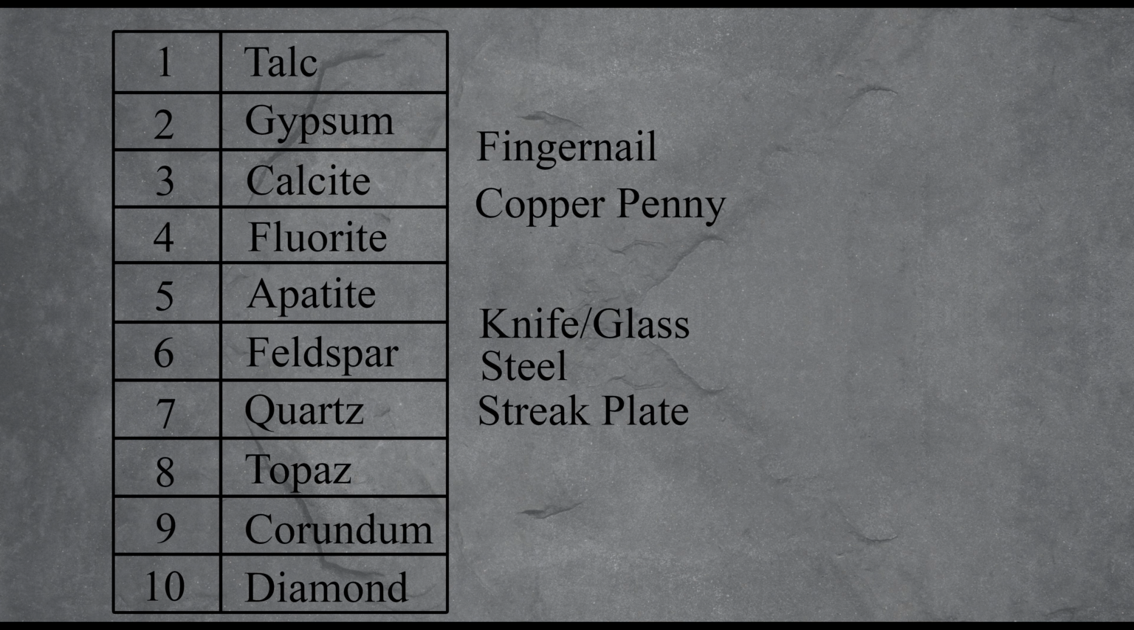There are also common items we can score on the scale. Copper pennies are roughly 3.5, glass is roughly 5.5, and steel nails are roughly 6.5. And we can attempt to scratch our specimen with one of these to estimate its hardness.